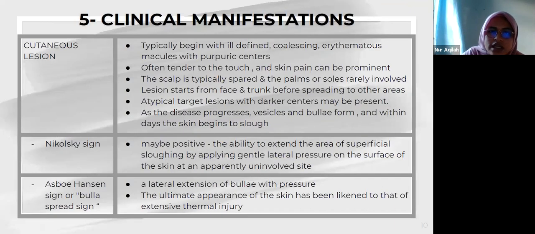Next, we're going to look at the clinical manifestation. The most common is the cutaneous lesion itself. It typically begins with ill-defined coalescing erythematous macules with purpuric centers. After this, I will show you the pictures. The cutaneous lesions are often tender and pain can be prominent. The scalp is typically spared, and the palms and soles are rarely involved, but they can be. The lesions start from the face and trunk before spreading to the extremities and peripherally.